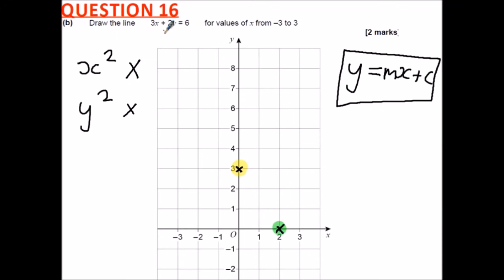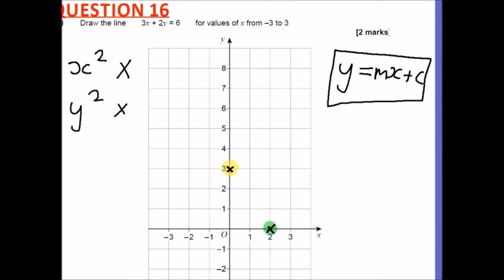This will be a straight line. So all you need to do now, using that and trusting yourself, is to do a straight line from x between -3 and 3. Now you've got 2 points on your line already, and so as long as you're confident, just do 2 points going through both crosses that you've drawn.